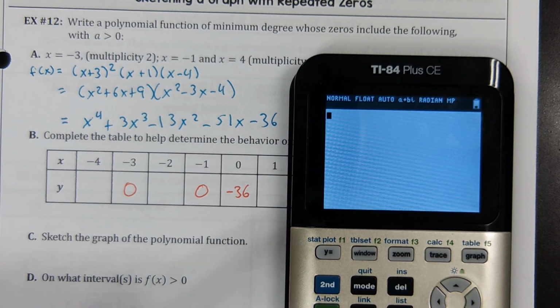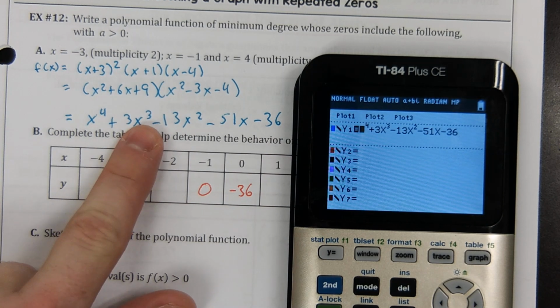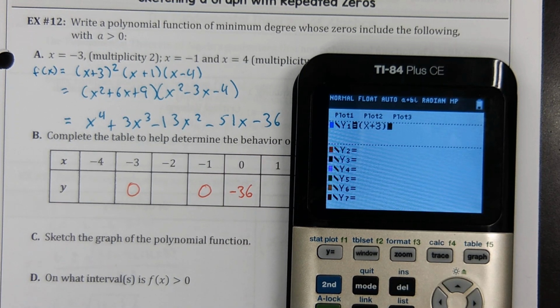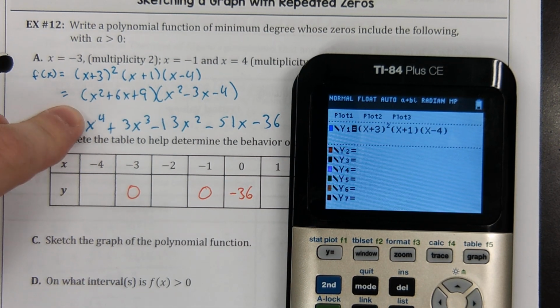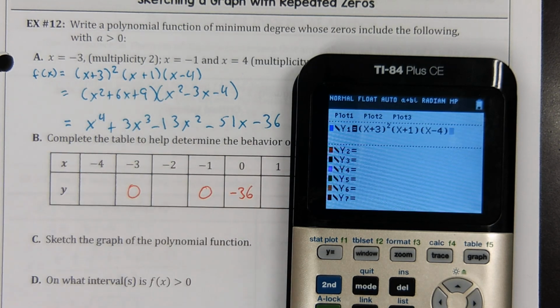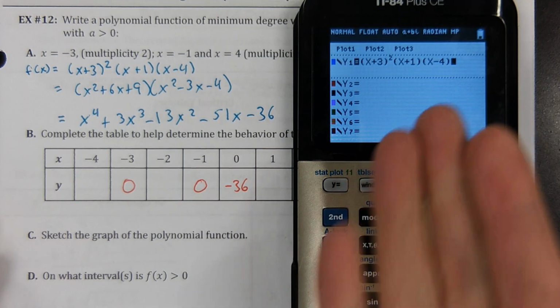Handy dandy calculator. Go to y equals and type in the polynomial. Or if you don't want to type it in like this, type it in like that. Shoot, that's probably even easier. Let's do that. X plus 3 parentheses squared, x plus 1, x minus 4. Look how fast that was. That was much faster than typing that junk out. So like I said, I'm going to let the calculator do this work for me. I am not going to be plugging in these numbers. That's too much work. Instead, I'm going to go to the table of data for this equation.